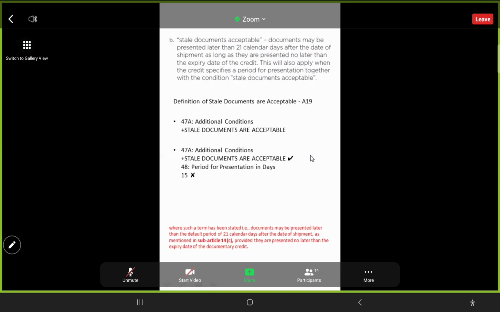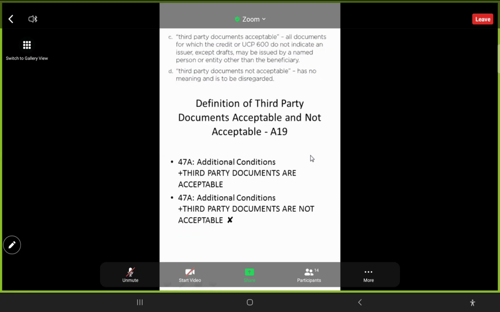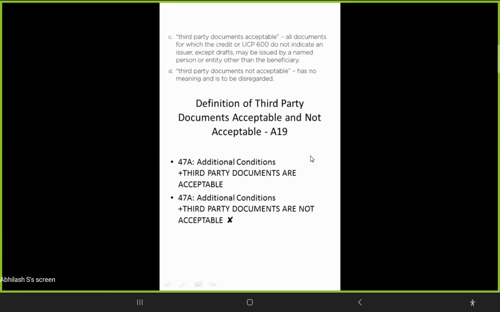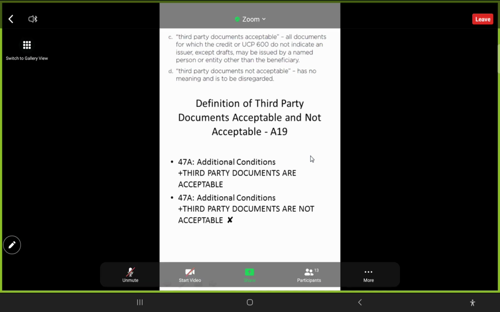One minute, Abhilash. Just want to clarify. Any certificate can be issued by the beneficiary, right, if the LC is silent? Inspection, fumigation, whatever, yes. Analysis, packing list, everything, right?